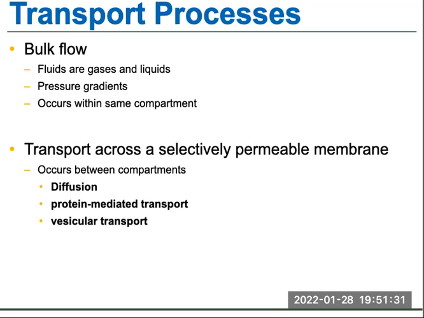Airflow in lungs is another example of bulk flow. And that's something we'll discuss more when we study the respiratory system. Other forms of transport are more specific and a little bit more complex than bulk flow. And when we discuss them, we have to name the molecule or molecules that are moving. And transport mechanisms we'll learn about include diffusion, protein-mediated transport, and vesicular transport.